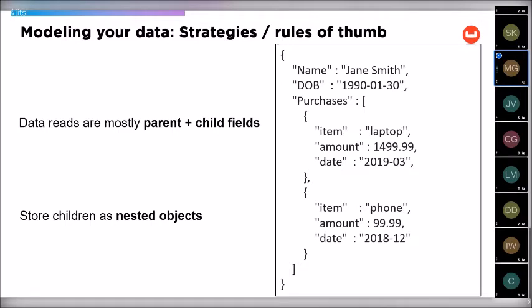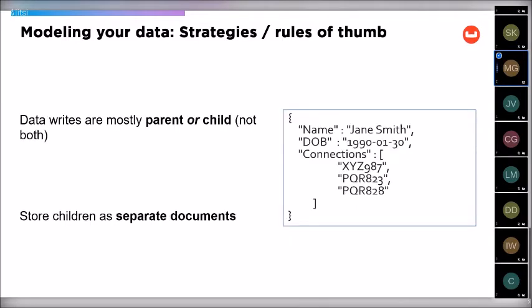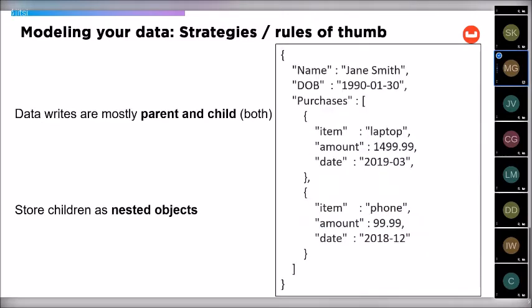Okay, and then we can go on to writes. If our writes are mostly parent or child, not both, but one or the other, then it makes sense to store them as separate documents, because again, we're reducing traffic, reducing the payload we have to move around, so keep them separately. And I think you can see where this is going. The last one here, if they're parent and child together, then store them as nested objects, because now we can update them all together in one operation, and that's going to be more efficient than multiple operations.